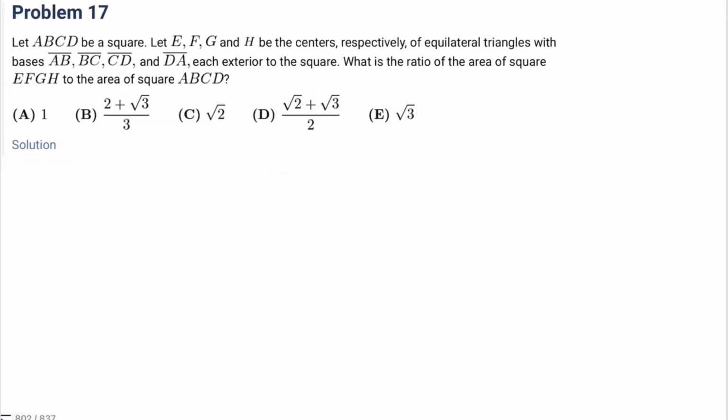Number 17: let ABCD be a square. Let E, F, G, and H be the centers, respectively, of equilateral triangles with bases AB, BC, CD, and DA, each exterior to the square. What is the ratio of the area of square EFGH to the area of square ABCD?